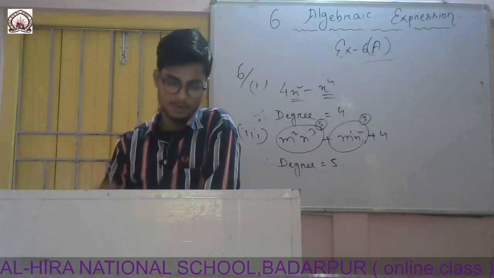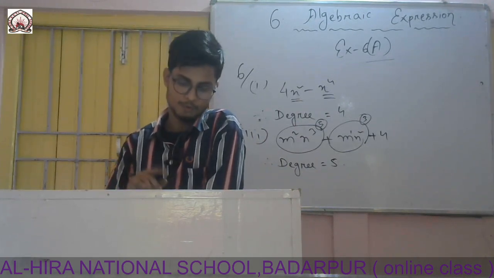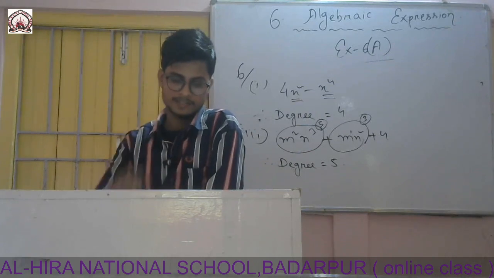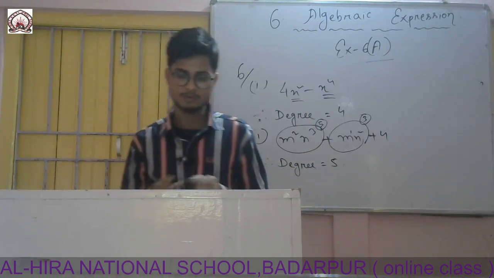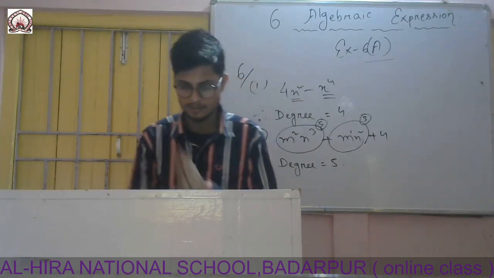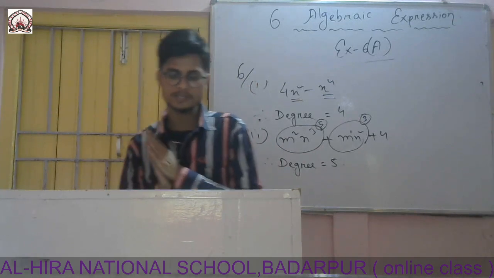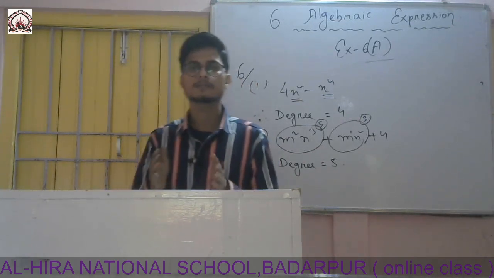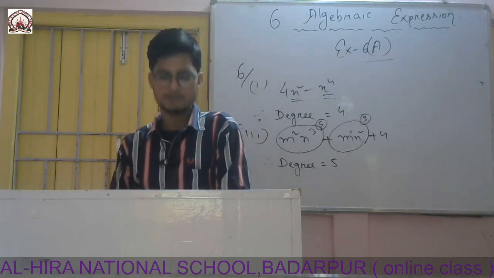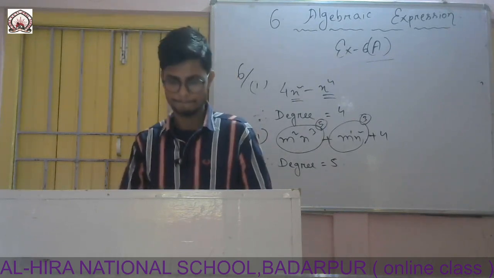First term is p square q to the power 4, so 4 plus 2 is 6. Next term is pq square, so 2 plus 1 is 3, and the last term is a constant plus 1. So which one is greater? First term has power 6 and the second term has power 3. So 6 is greater, that means the degree of the polynomial is 6.